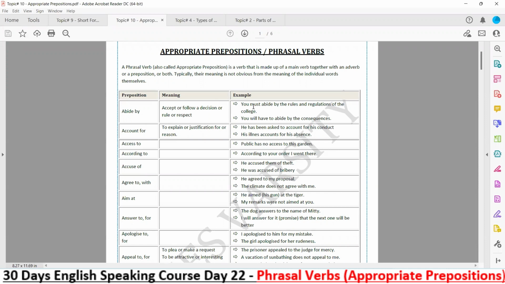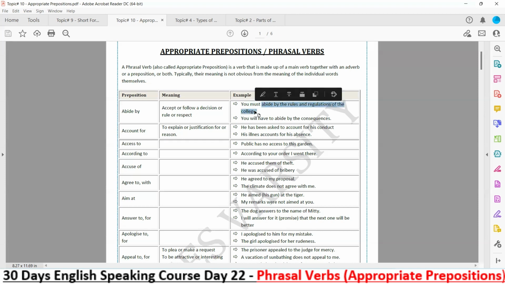So for example, you must abide by the rules and regulations of the college. You will have to abide by the consequences. In this sentence, you must abide by the rules and regulations of the college, it means you must follow the rules and regulations of the college. The meaning of abide by is follow or respect or accept.